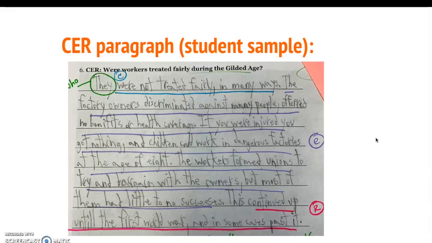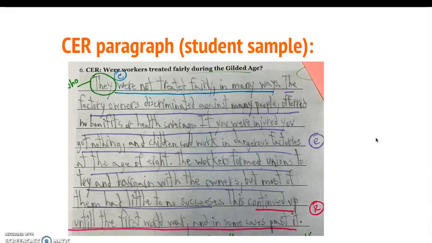However, I think my biggest piece of feedback for this student would be the reasoning. Although they do have a sentence to wrap up the paragraph, they really don't have a sentence that ties the evidence to the claim.